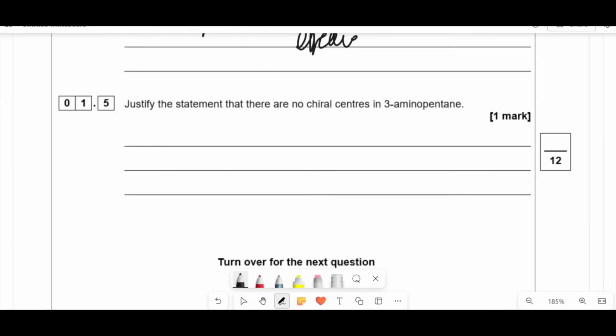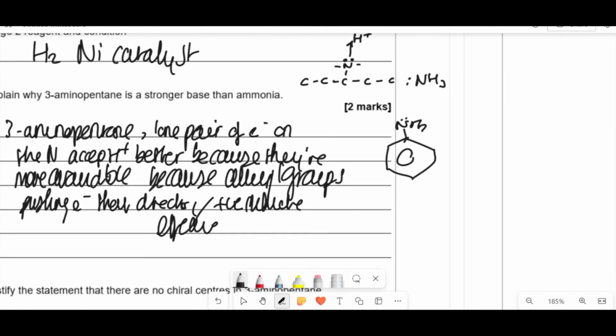So it says, justify the statement that there are no chiral centers in 3-aminopentane. It's because no carbon atom has 4 different groups. The only thing that makes a carbon atom chiral is whether it has 4 different groups. And if you do draw this, which I have up here, you can see that there's this NH2 and there's an H there, but these two are the same on either side.